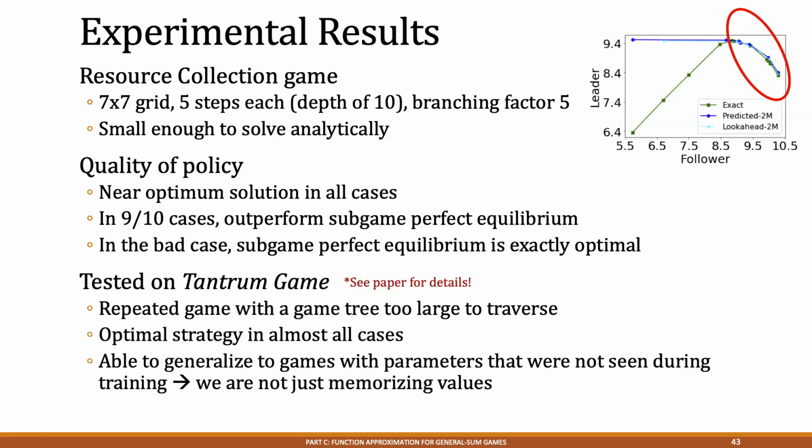Now, we also tested it on a much larger game. This is a game that's so large that we cannot even traverse it. I think it's like 10 to the 15 states or something, right? So we can't even store it. We have to do it implicitly. But there's some special structure that we can use to get the exact solution. This is for evaluation purposes only. And we again get the optimal strategy in almost all cases.